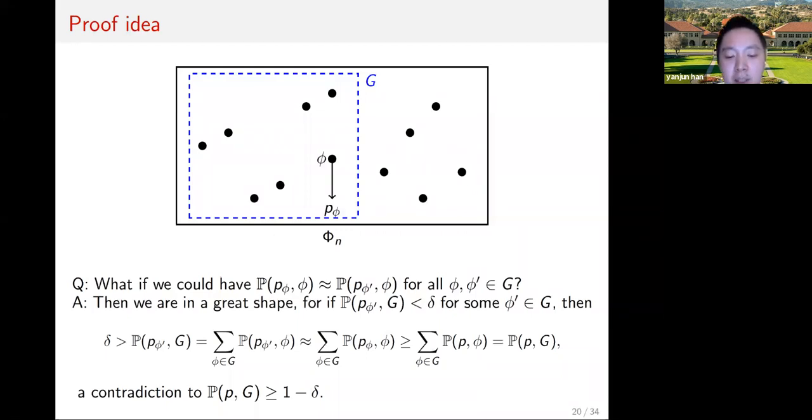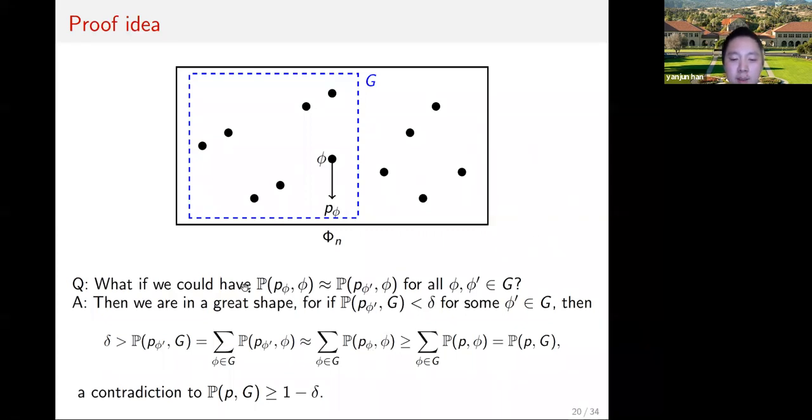Actually, we could show that the error probability of the PML could be as small as delta without any competitive factor. The main reason is that if the probability of G under a certain P phi prime is at most delta, then we could write the probability of G as the sum of the probabilities of each individual profile. Using this approximation property, we could change P phi prime to P phi. And again, using the defining property of the profile maximum likelihood, we could replace P phi by P. Then we sum it up, arrive at the probability of G under the distribution P, and find that this probability should be smaller than delta. However, this contradicts the property that the probability of this set should be greater than one minus delta. So the previous assumption cannot hold, and the total error probability of the PML will be at most delta.